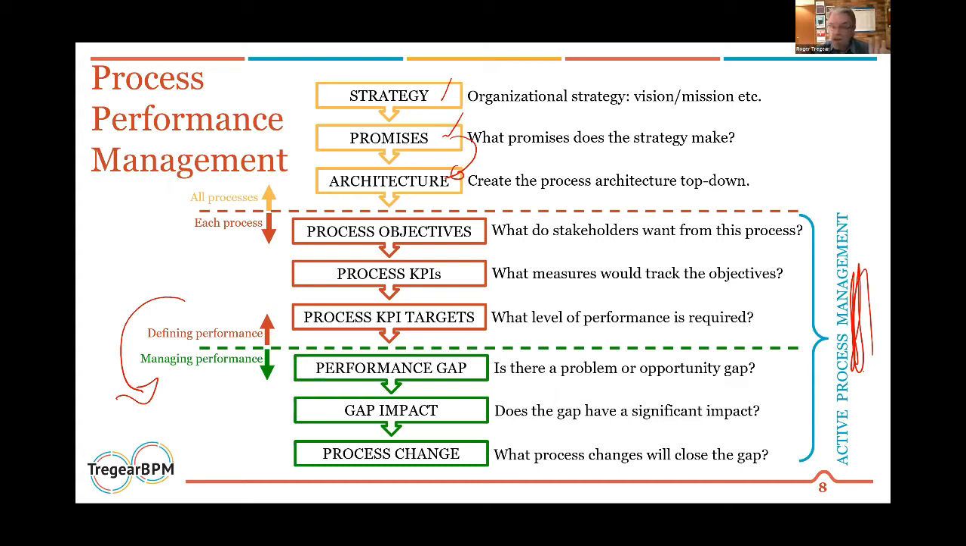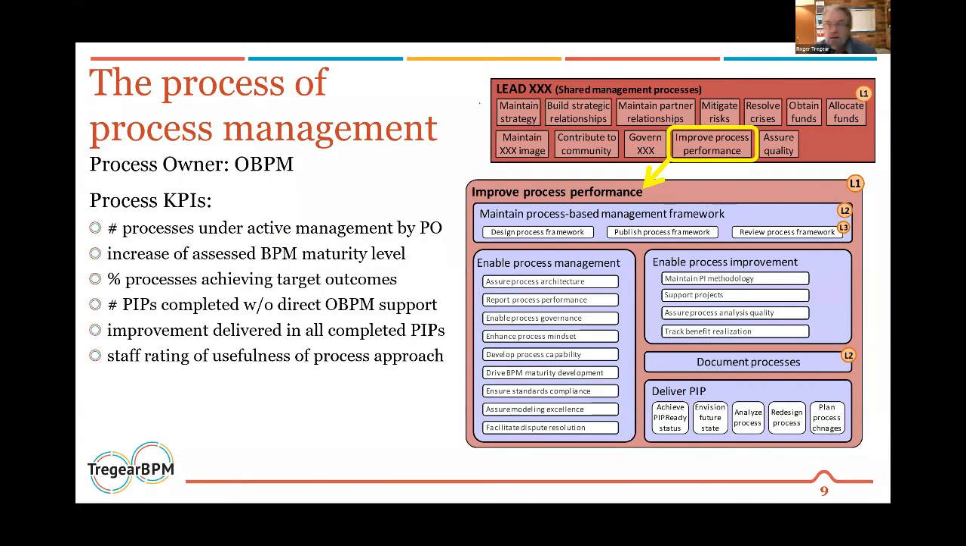And of course, the process of process management is a process. So you can see up here, if you remember some of the architectures we looked at last time we were together, we've got lead or shared management processes up there at the top. Now, one of those processes, this one right here, is called, in this architecture, improve process performance. And that's a set of processes that we use to manage processes. So you can see here's the expansion of it. You can see one of the lower level processes. The next level is about maintaining a framework.